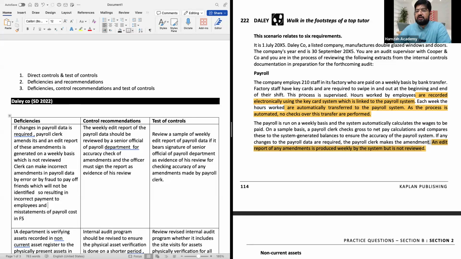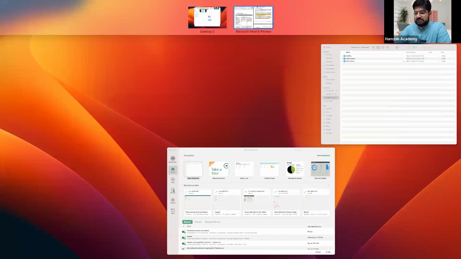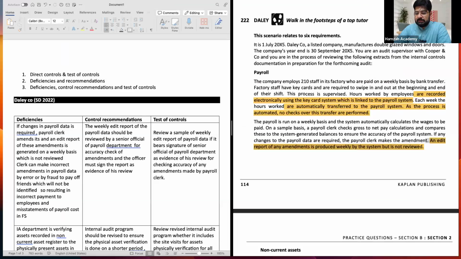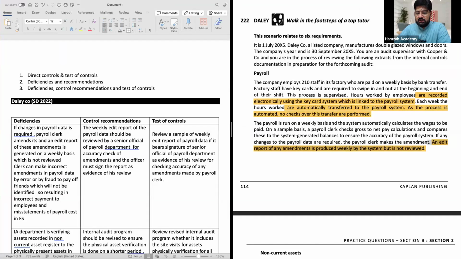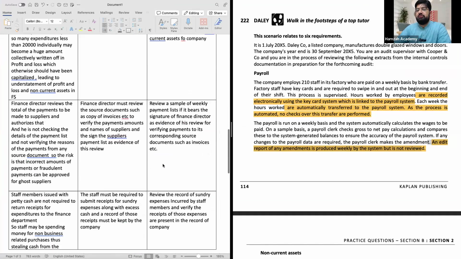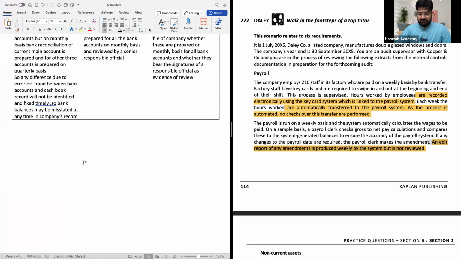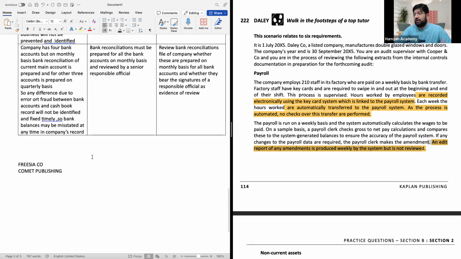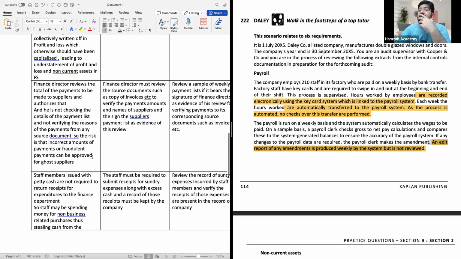Students, there are three questions like this in your exam kit. A similar question is the Frisia company. You can do that as well. And Comet Publishing as well. So these three questions are similar in your kit. One I have done. You should try the remaining as well.